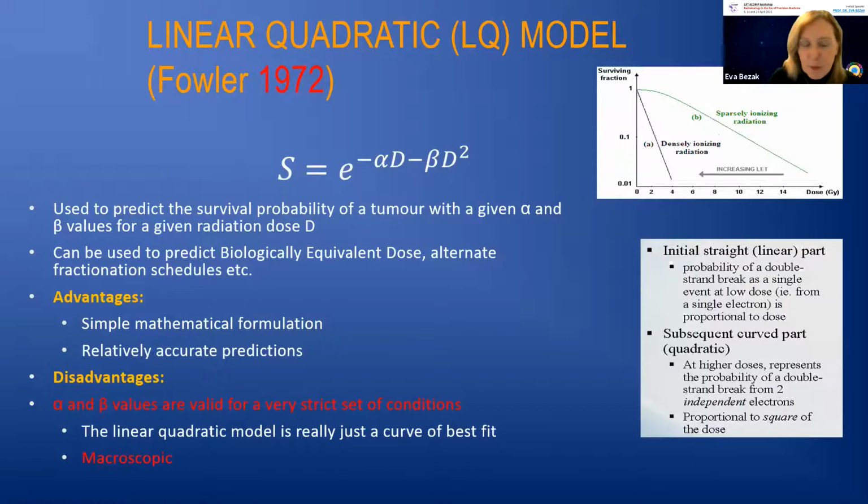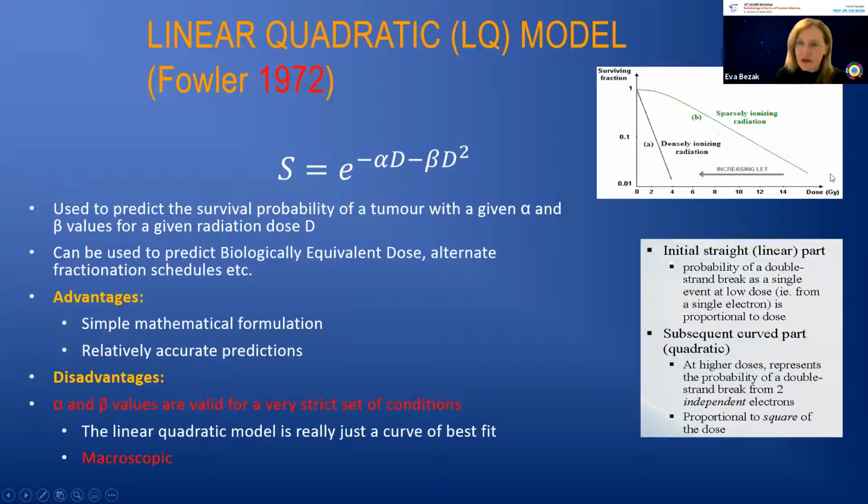And really, the bulk of the radiation oncology prescription is based on the linear quadratic model that has been proposed by Jack Fowler in 1972. And this model is used to predict the survival probability of a tumor that consists of a number of clonogens with given alpha and beta values for a given dose D.